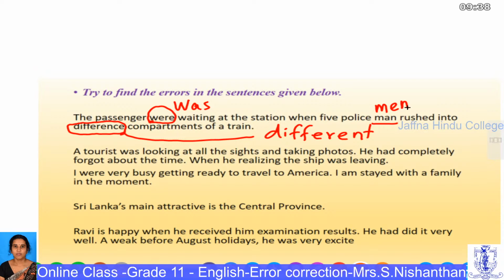I think there are no errors, but in the second sentence, sorry, he had completely forgot. Had. With had, we should use the past participle. If it is in past perfect, we should use past participle with had. So he had completely, it should be the past participle, had forgotten.